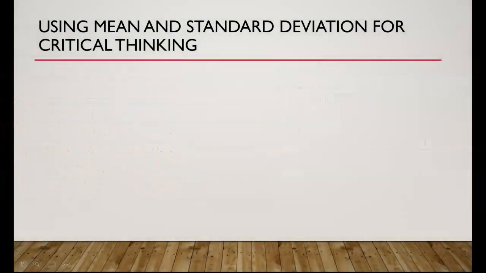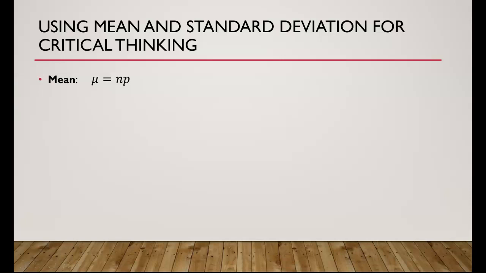And finally, let's learn how to find the parameters of the binomial probability distribution, mean, standard deviation, and variance, and how to use them for critical thinking. We know in statistics, it's not just about finding the number, it's also how to use this number and how to make conclusions from the data.